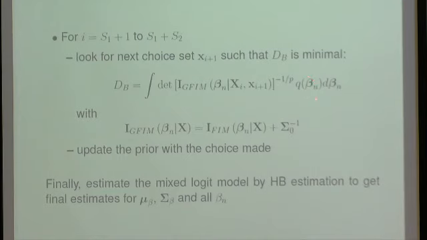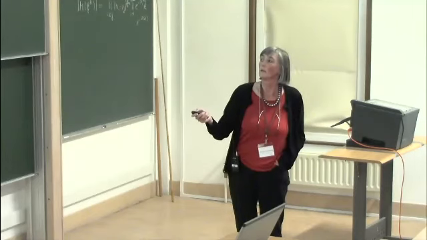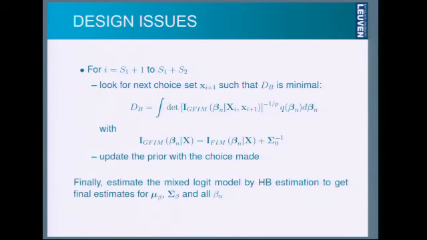This is the posterior from the previous step, but we use it here as a prior distribution. And we use here the generalized Fisher information, which is based on the posterior too, instead of the normal Fisher information matrix. So then we get one new choice set. We give it to the person. He makes a choice, and we update this prior with this new choice. And we have a new posterior, which is used as a new prior to construct the next choice set. Okay.